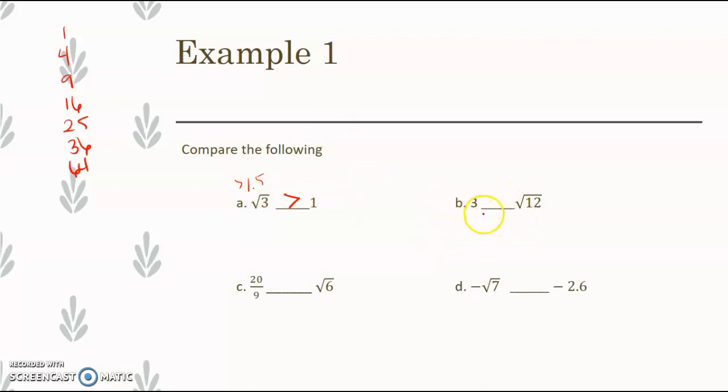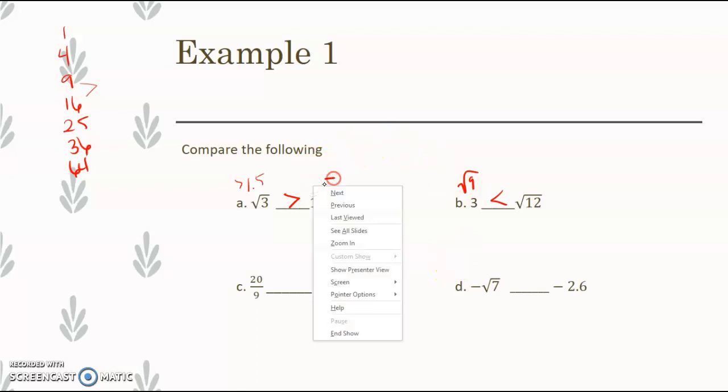So I'm going to come over here to B, and we're looking at 3 and the square root of 12. When I look at this, I have 9 and 16, right? Well, the square root of 9 is 3, so this is the square root of 9. Then I just have to ask myself, which one of these is bigger, 9 or 12? And 12 is the bigger one. So 3 is less than the square root of 12. I guess I could have done that over here. The square root of 1 is 1. So which one's bigger? The square root of 3.